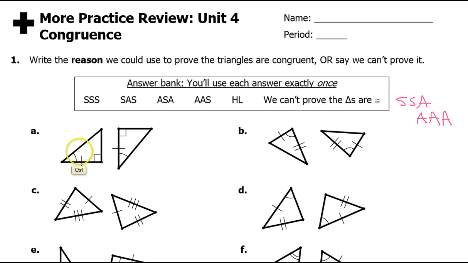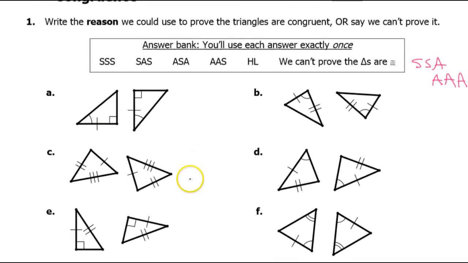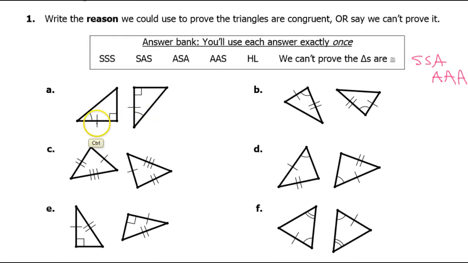So let's see. For part A, we have angle, side, angle. Okay, so angle, side, angle. Part B, this is what side, angle, side looks like: 2 sides and the angle between them. So that is side, angle, side. Now part C is clearly side, side, side. Alright, we got all sides.